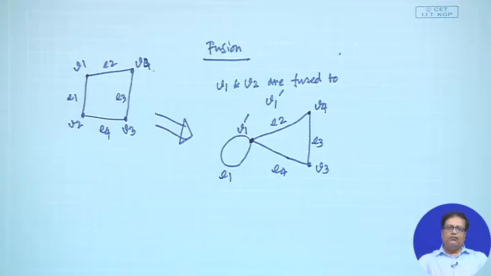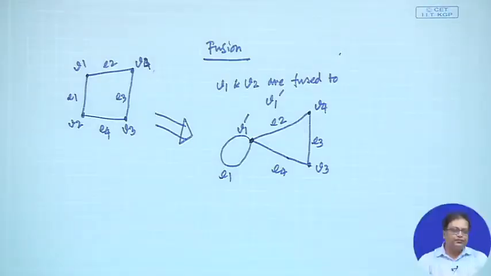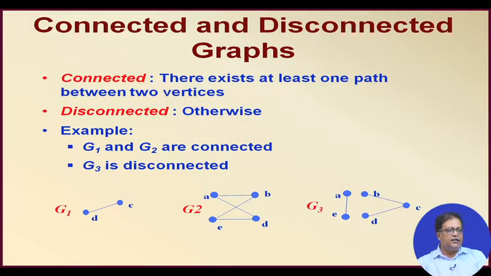So, this is called the fusion operation. You can fuse two particular vertices, and as you fuse, the resulting graph could be like this. So, this is about deletion and fusion operation. Now, connected and disconnected graphs.